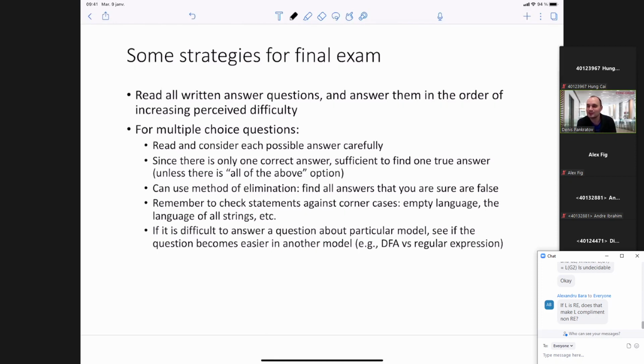There are several reasons to do it. First of all, this strategy maximizes the number of points that you obtain, because you don't want to skip an easy question and then think, I'll come back to it towards the end of the exam, and then you don't have time to come back to it. And then you say, okay, I knew how to solve it, but I didn't have time. Well, get all the easy questions right out of the way at the very beginning.